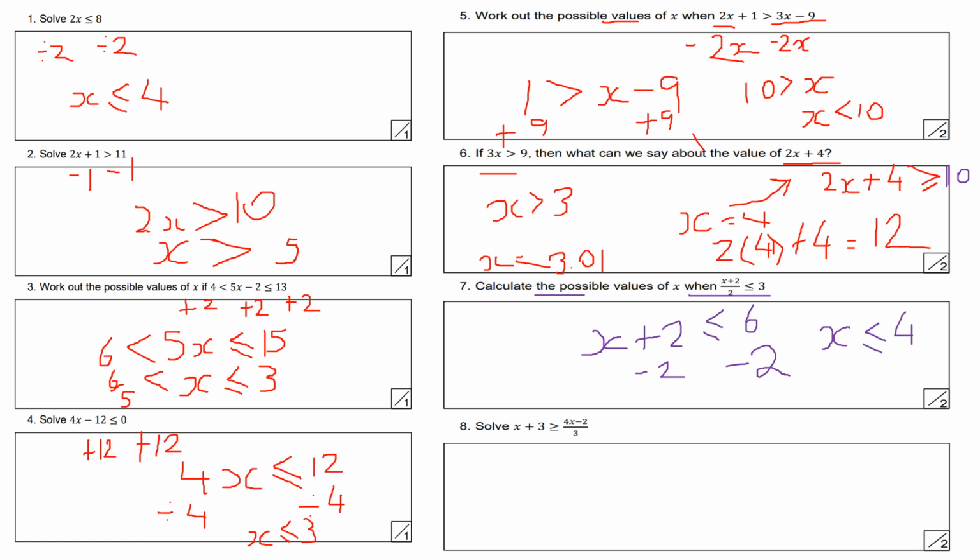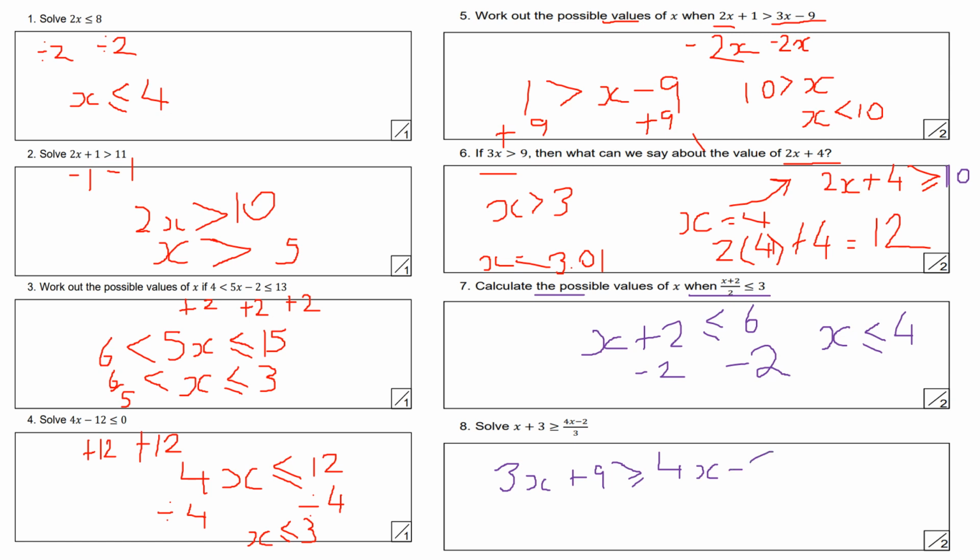Question number 8. Solve this inequality. I'm going to multiply everything by 3 on both sides. So I get 3x plus 9 is greater than or equal to 4x minus 2.